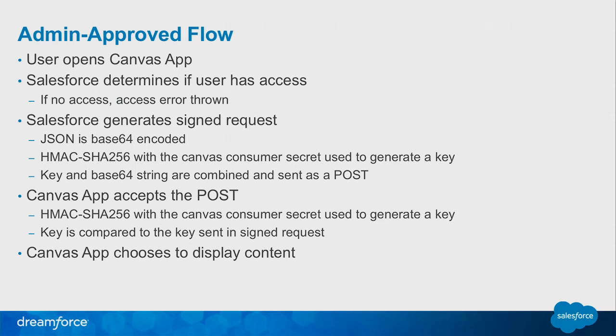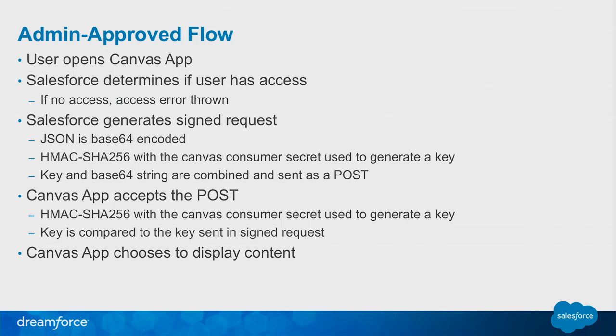I'm going to walk you through one Canvas app, and I'm going to show you the different ways that an admin would configure the app for the different app types, and how a developer would add to the app or change it to make sure that it's supported in each different way. So the first one we're going to go through is the admin-approved app.